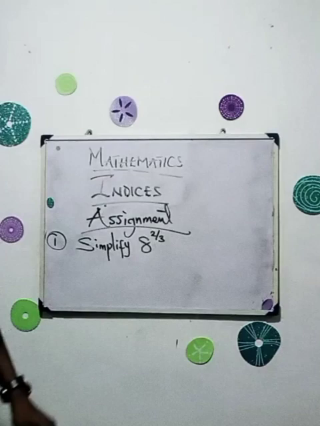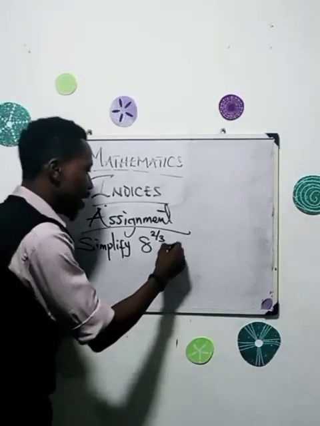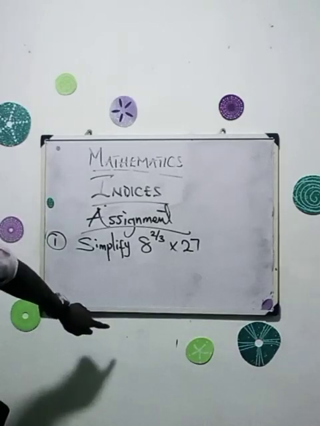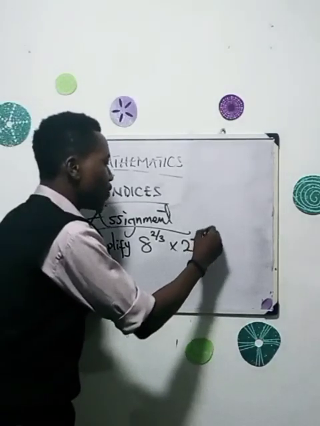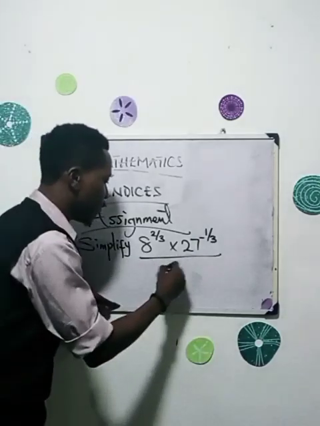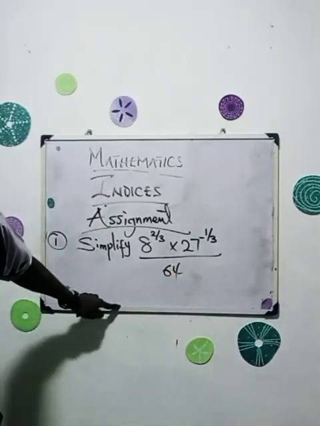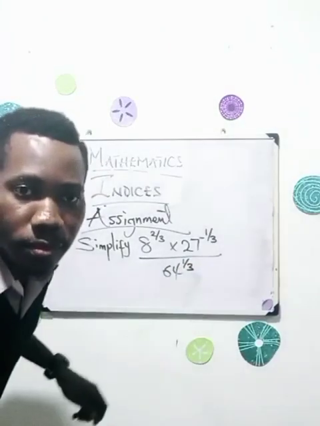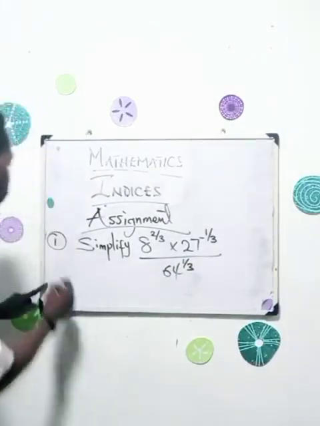So simplify 8 raised to the power of 2/3 times 27 raised to the power of minus 1/3 all over 64 raised to the power of 1/3. Well understood. Okay. Question number 2.